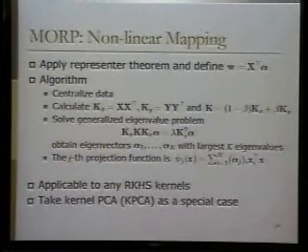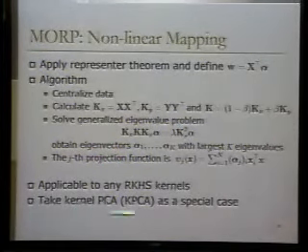If we assume beta is 0, then everything is unsupervised, and this takes kernel PCA as a special case. Kernel PCA is just the kernel trick applied to the linear PCA solution.